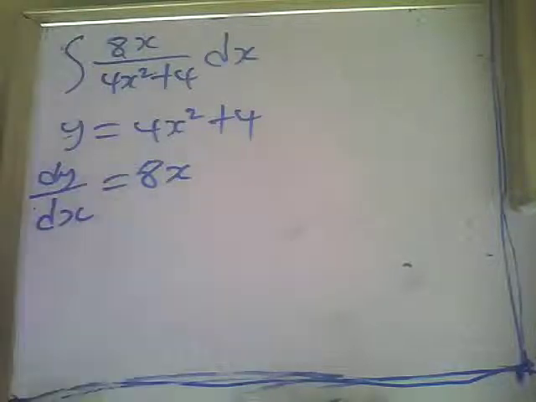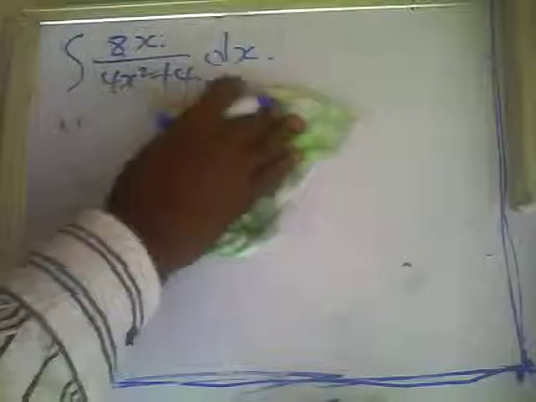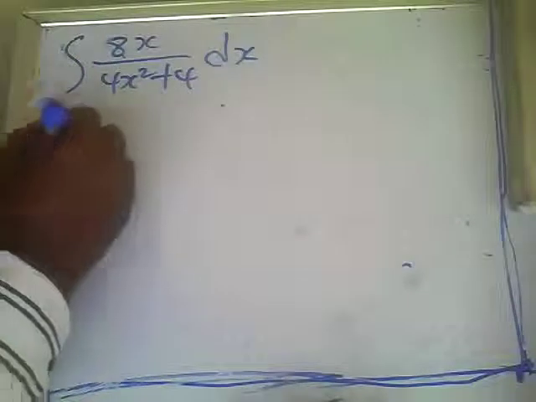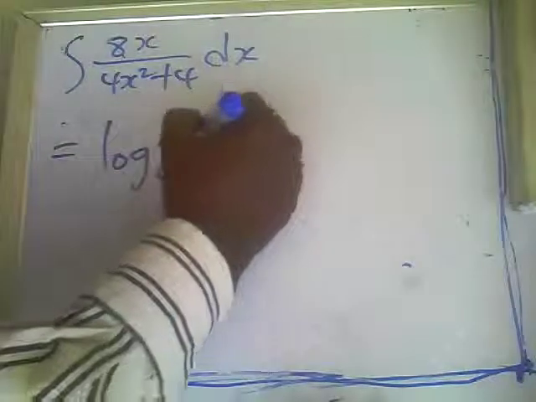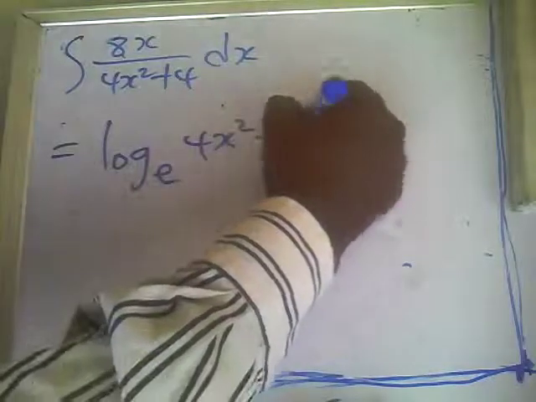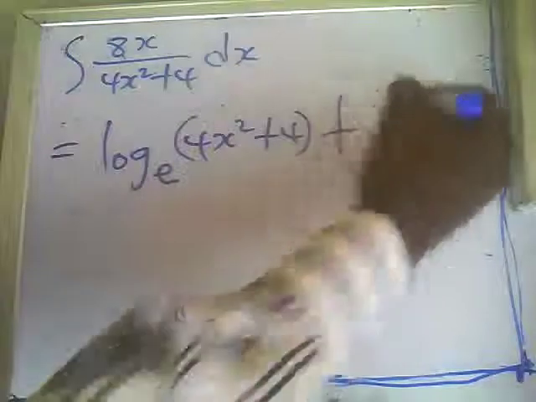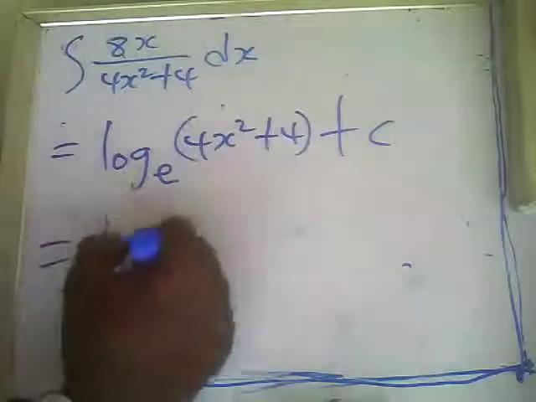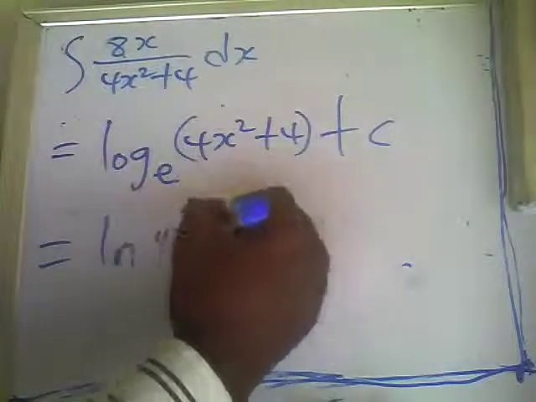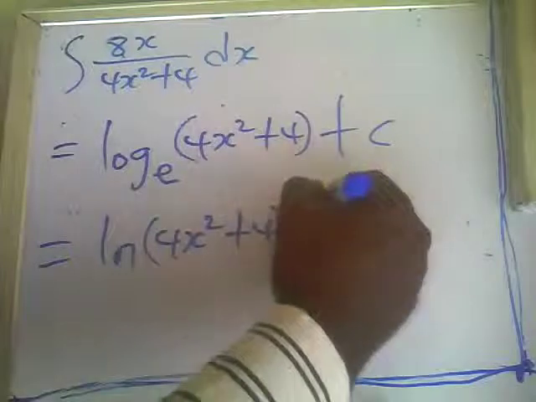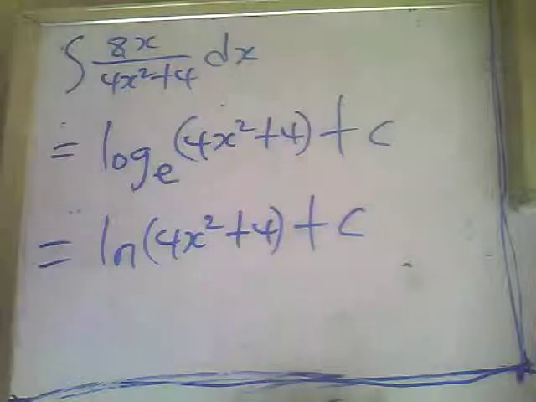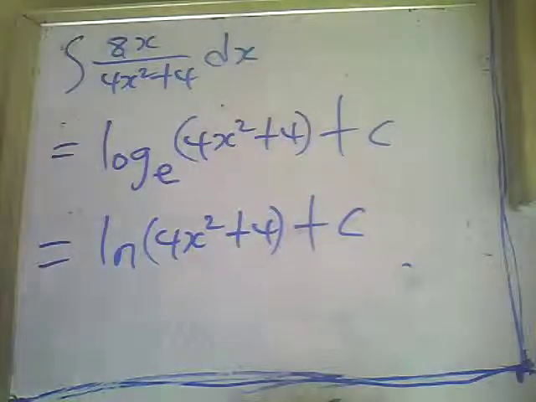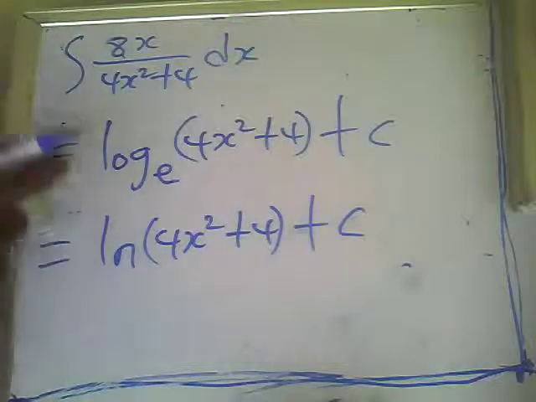So the integral of that function will be equal to the natural log of the denominator plus the constant of integration. And you can as well write it as ln(4x squared plus 4), then add the constant of integration to that. I hope you are getting it. I love to give multiple examples so that you have a good understanding of this.